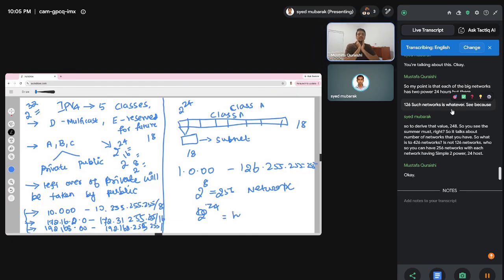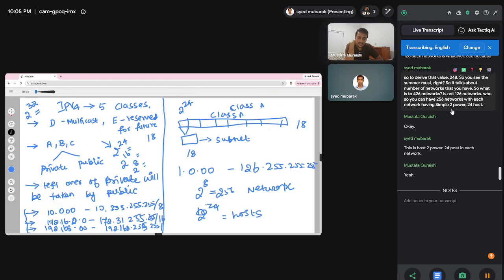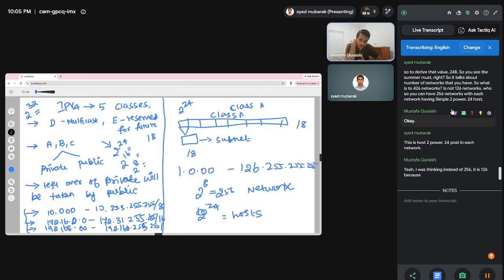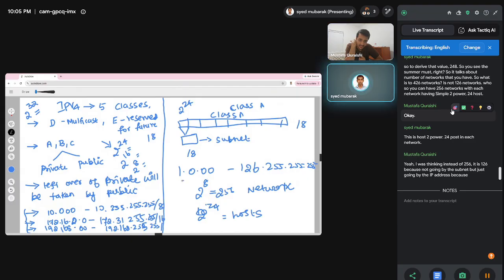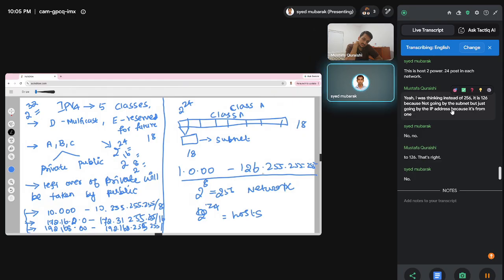This is hosts: 2 power 24 hosts in each network. I was thinking that instead of 256 it is 126, because I was not going by the subnet but just going by the IP address, since it runs from 1 to 126. That's why. No, no, it's not like that.